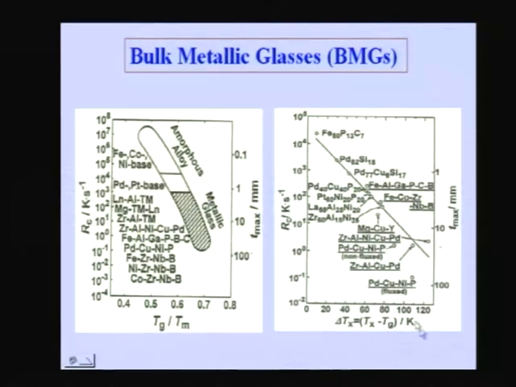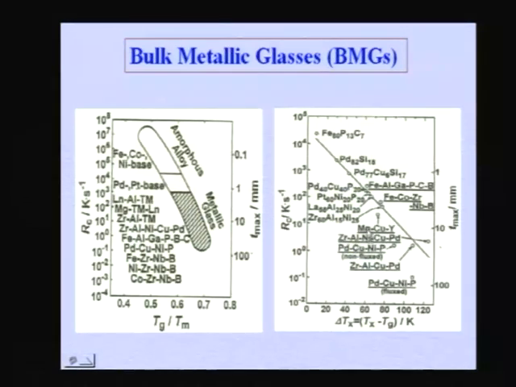And the other criterion is delta Tx. Again, this also has an inverse relation between RC and delta Tx. If the delta Tx is very large, then RC is very small. So for a system where the delta Tx is very large, you can say the RC is very small.